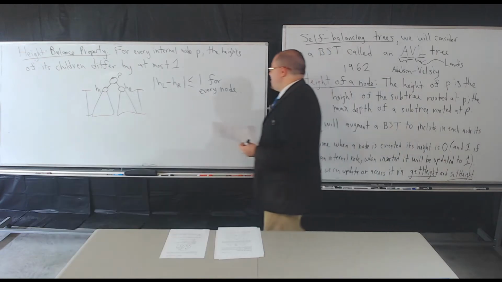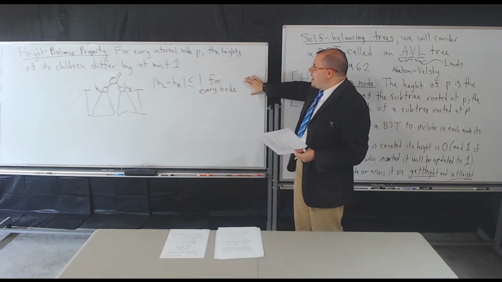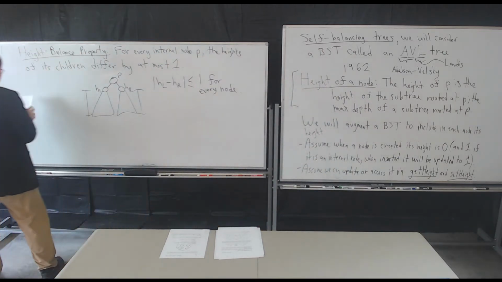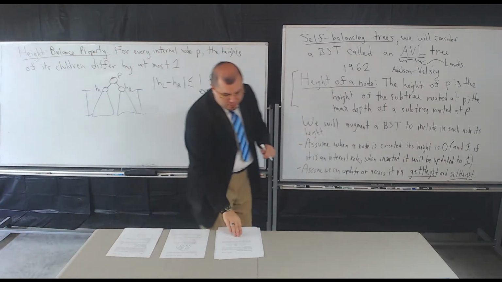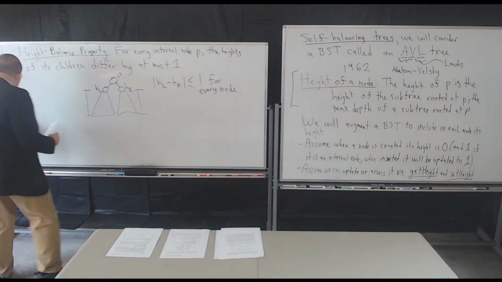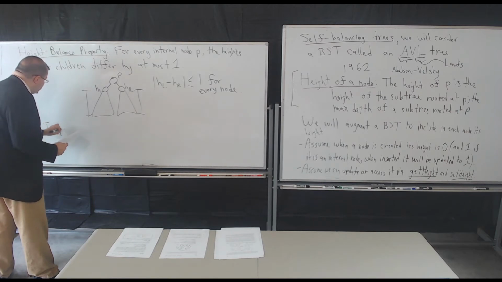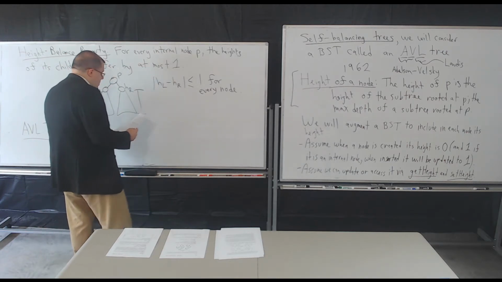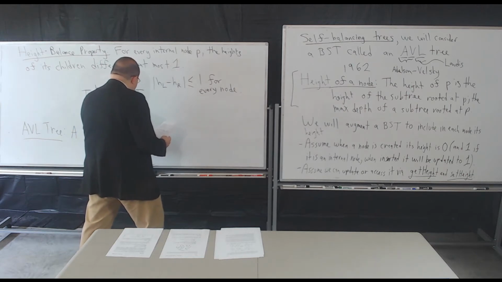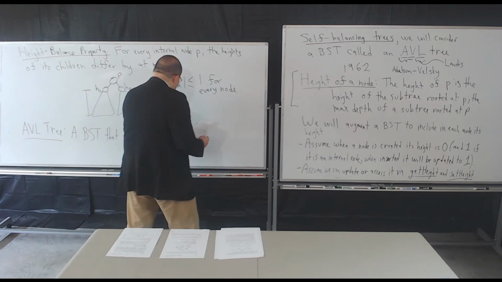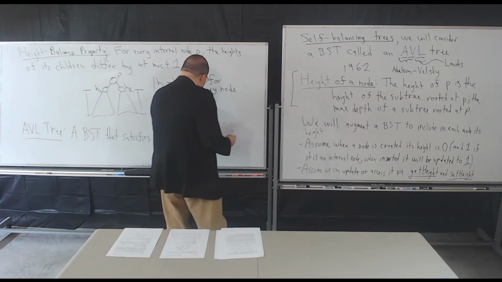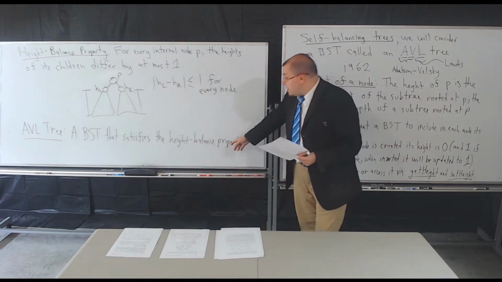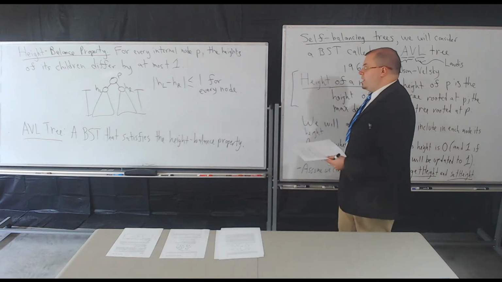Anyways. So this is the height balance property. Our goal is to maintain this height balance property. So what is an AVL tree then? It's quite simple. I'll give you the definition now. An AVL tree is a binary search tree that satisfies the height balance property. If it satisfies the height balance property, we call it AVL. So an AVL tree must satisfy this property.